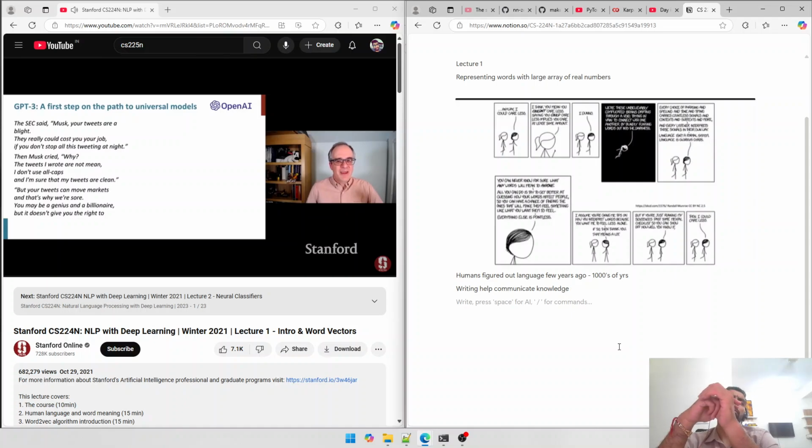So no longer are we building a model to detect spam, and then a model to detect pornography, and then a model to detect whatever, foreign language content, and just building all these separate supervised classifiers for every different task.